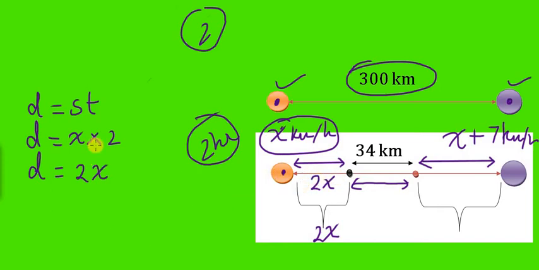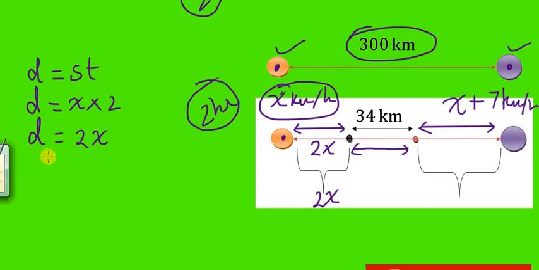Okay, now let's find the distance covered by this motorcyclist who has x plus 7 kilometers per hour. His distance covered would be nothing but his speed, which is x plus 7 kilometers per hour, into time. The time duration in which he traveled at that speed is 2 hours. So (x plus 7) into 2.